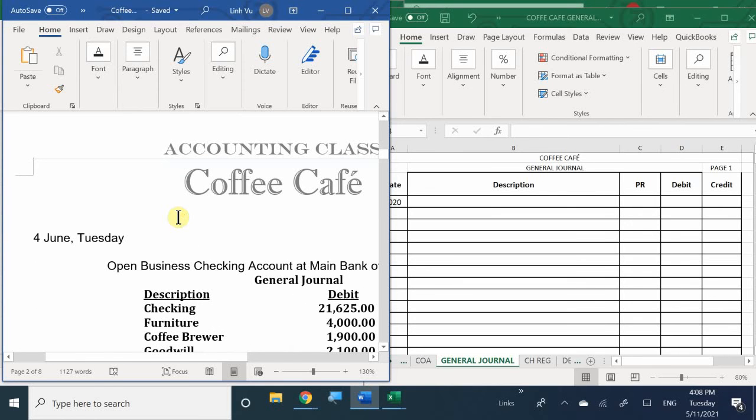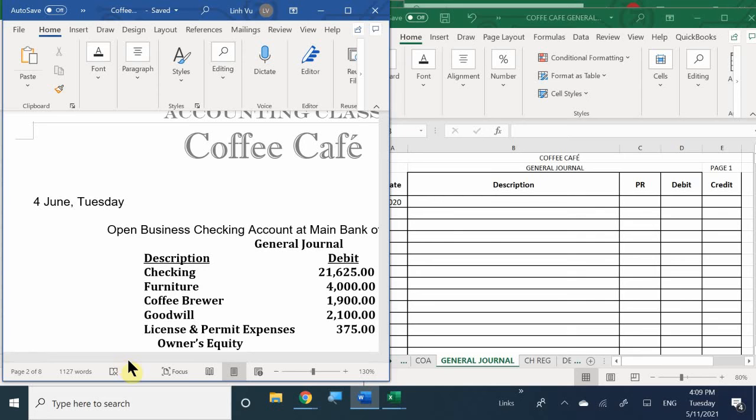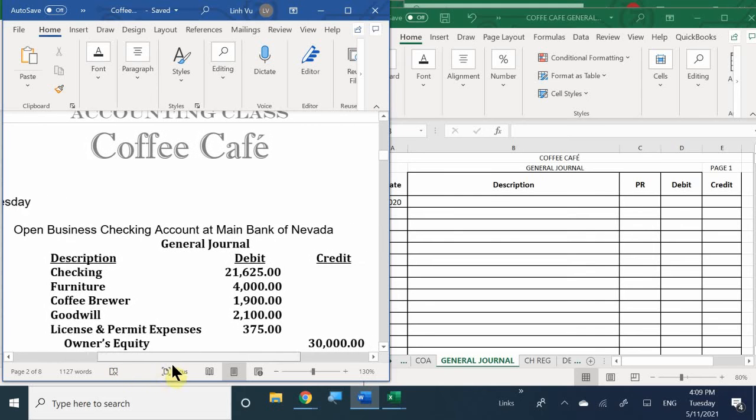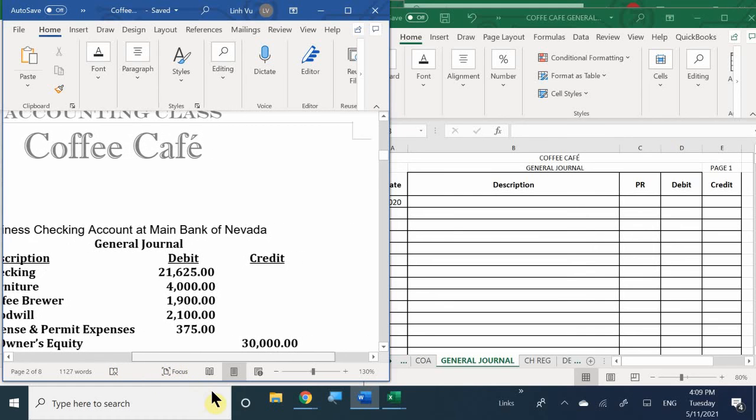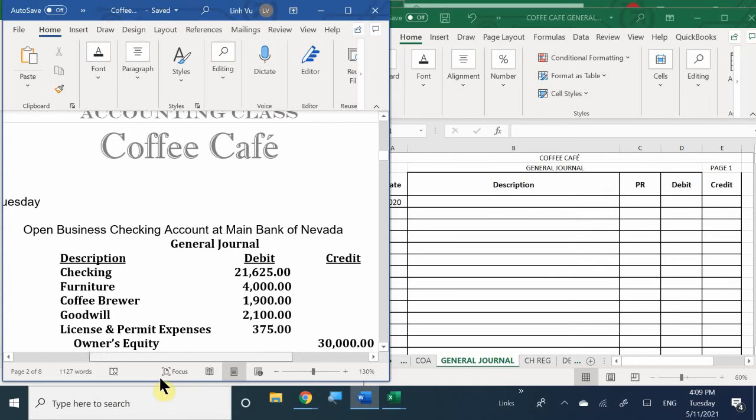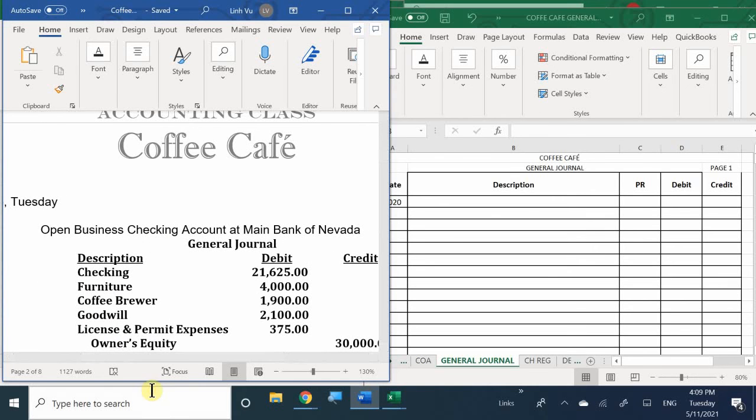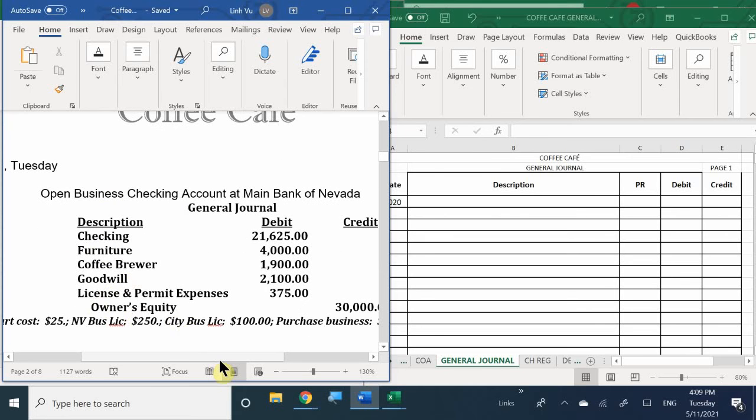So then on June 4th, we decided to finally open our business bank account, okay, at our main bank of Nevada. So here are the things that we have encountered so far. We've encountered that we have a checking account. Now we have to fill out our information because now we can validate that a transaction has happened, because we finally opened up our business bank account. So here is the first transaction, right? We have a checking account, and we're going to dump whatever extra money we have from our $30,000 into our checking account.